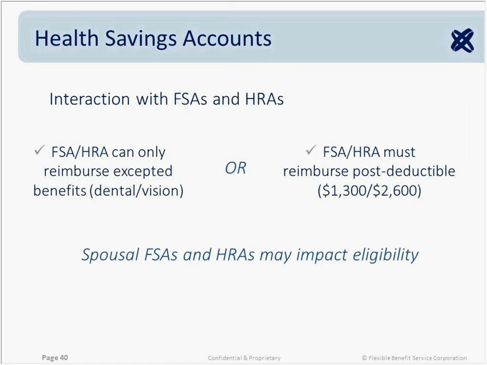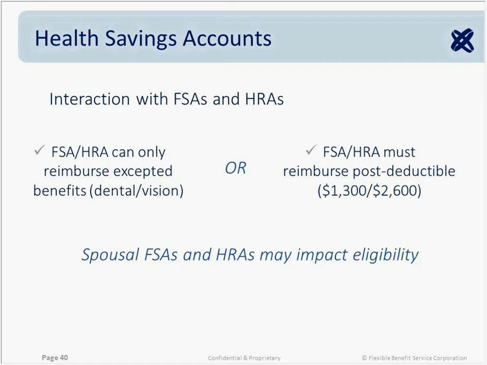Now, health savings accounts and how they interact with flexible spending accounts and health reimbursement arrangements, or FSAs and HRAs, is that there are circumstances when you can have an HSA and also an FSA and or an HRA, but only if specific criteria is met. First, that FSA or HRA can only reimburse what we call accepted benefits, things like dental or vision. So if you have a dental and vision only FSA or HRA, you can have that FSA or HRA as well as be enrolled in an HSA.